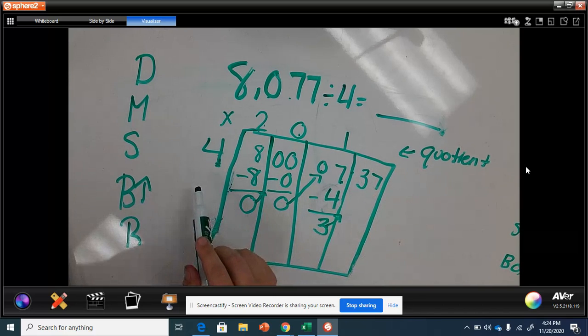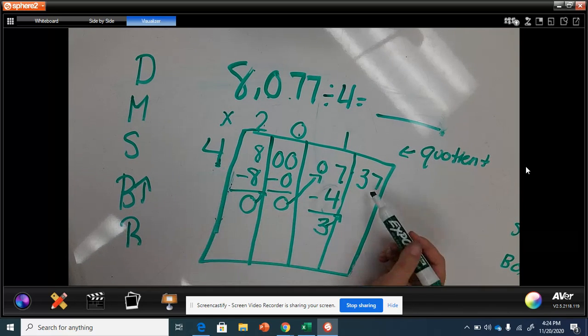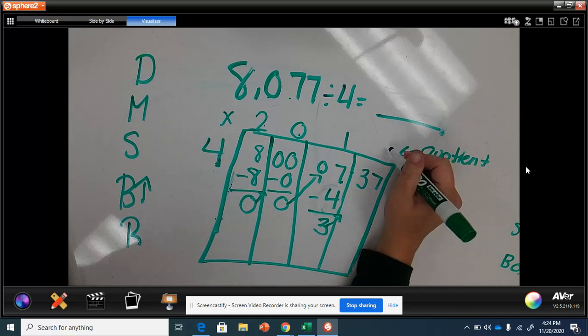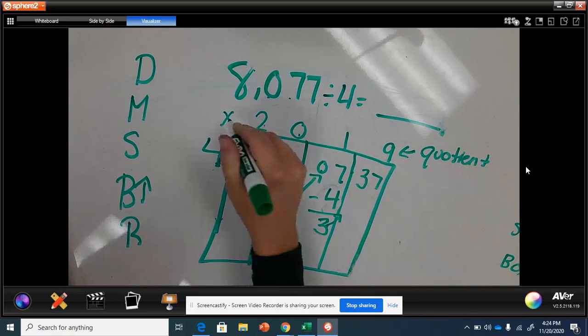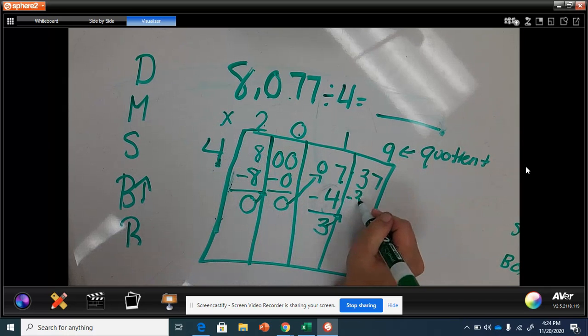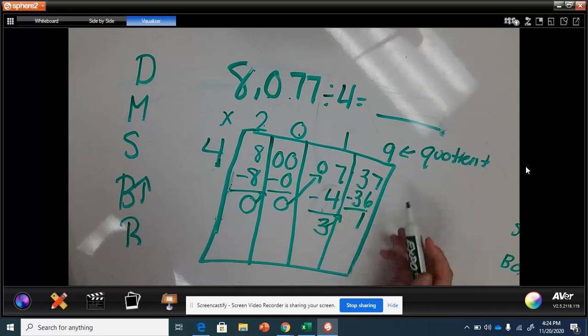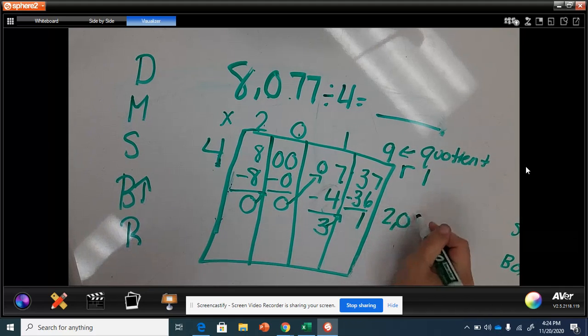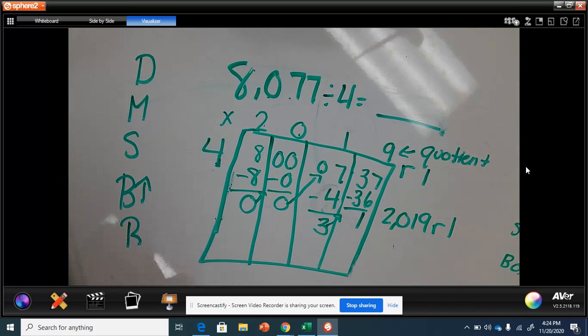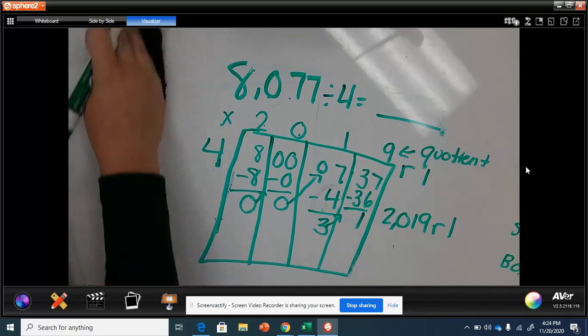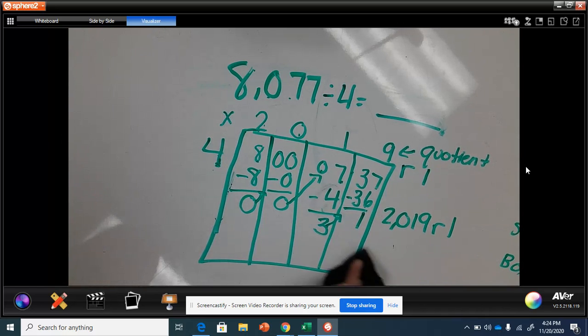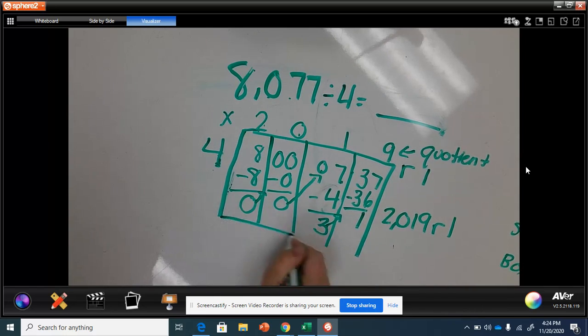Now I'm asking myself, how many times does 4 go into 37? 4 goes into 37 9 times, and 4 times 9 equals 36. So I'm going to subtract 36 from 37, and I'm going to get 1. Because 4 can't go into 1, that's going to be my remainder of 1. So my answer for this one is 2019, remainder 1. I'm going to erase my steps on the side and quickly show you how to check your work, because that is a really important step in order to make sure you are getting the correct answers.